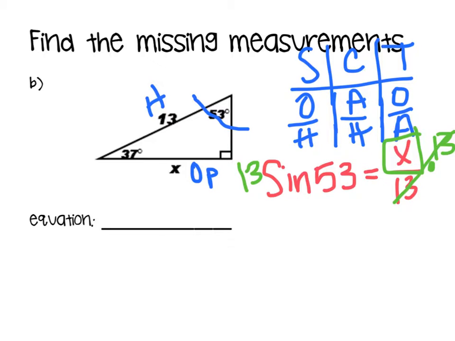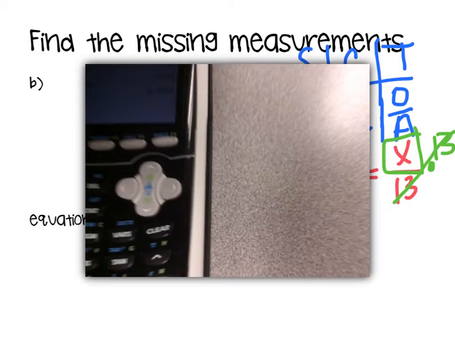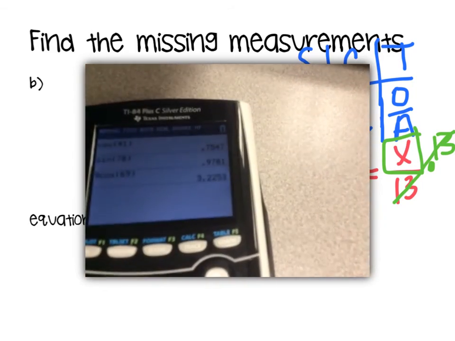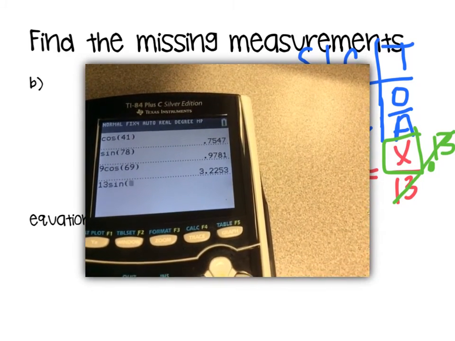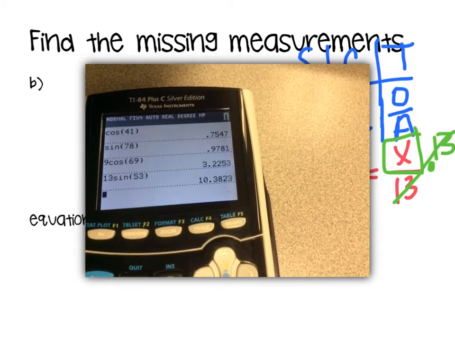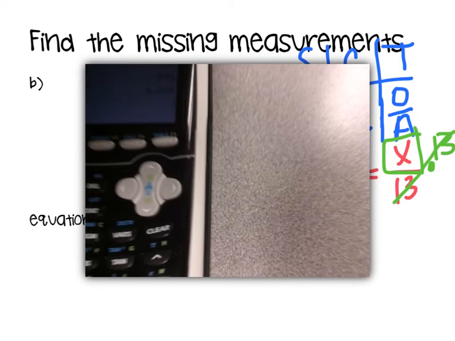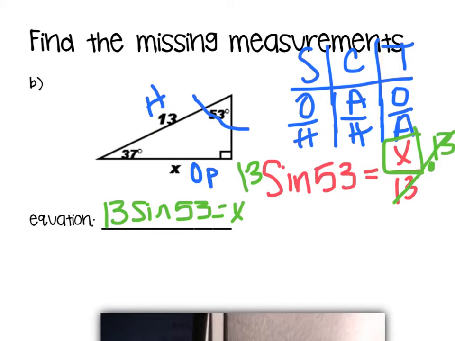So my equation, 13 times the sine of 53, will give me my x value. Let's look and see what that is. 13 times the sine of 53. 10.3822. So my x value is equal to 10.3822.